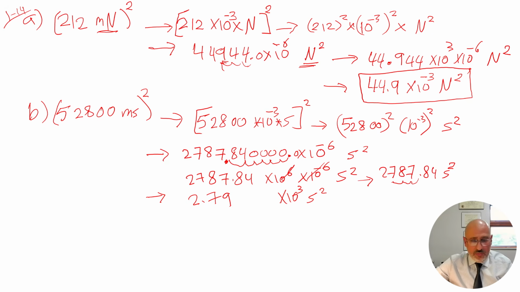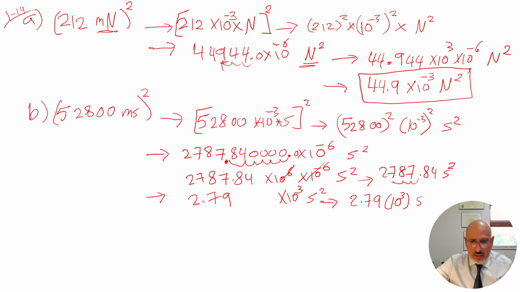Remember what we said before. Because the second is squared, we cannot have a prefix. It's not the engineering notation. We will leave the 10 to the power 3. So I will write it this way: 2.79, and you can say this is 10 to the power 3, right?